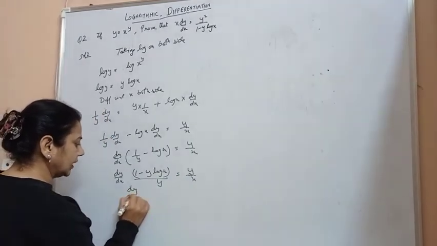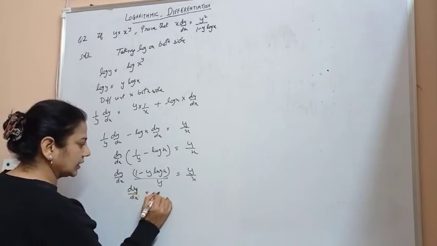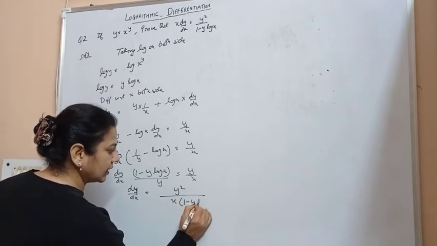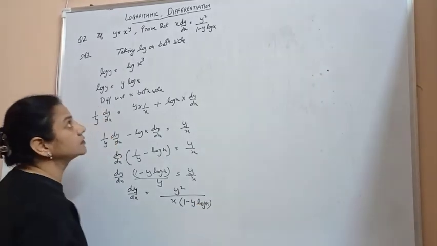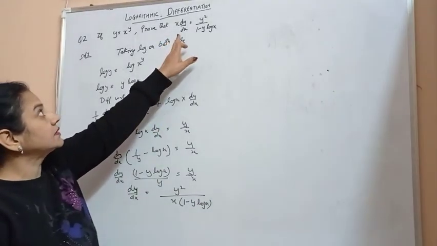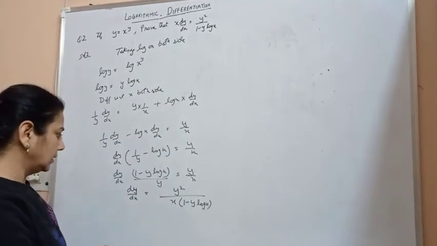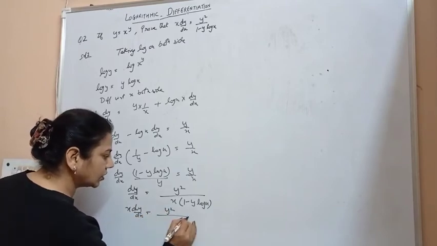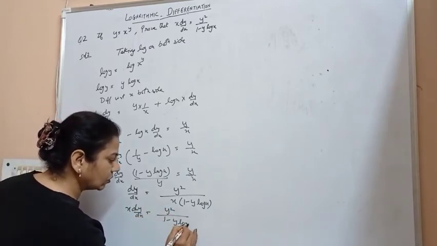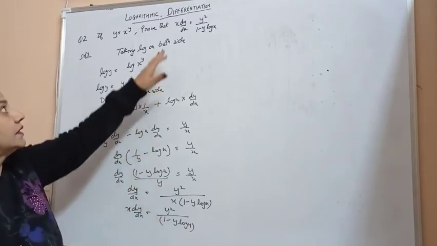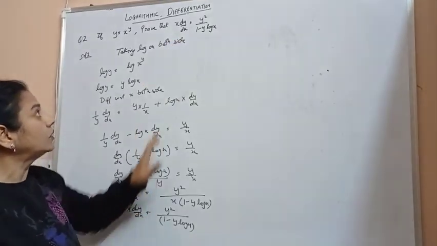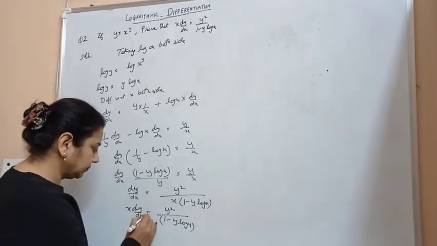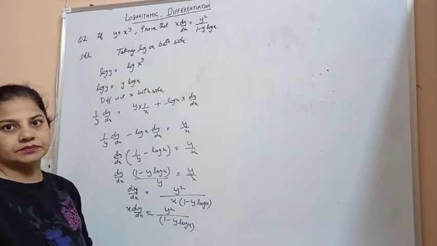Cross multiply to get the value of dy by dx. I get, as y goes here, y square upon x times 1 minus y log x. This is what I have to prove, that x times dy by dx. So I multiply x over here. x is required, so I multiply x times dy by dx is equal to y square upon 1 minus y log x. So I get the result x times dy by dx is equal to y square upon 1 minus y log x. This is how we have to calculate.